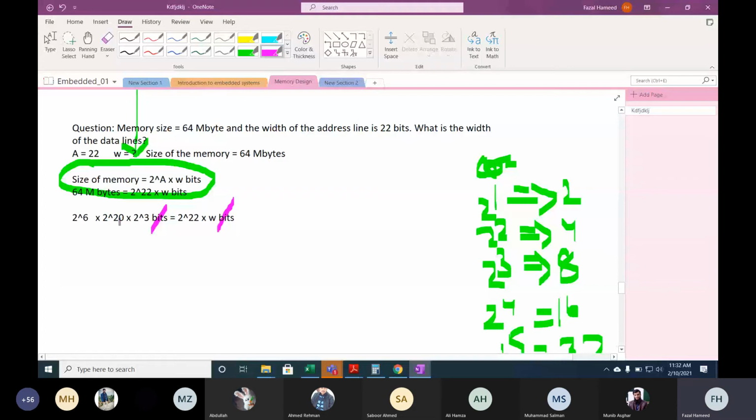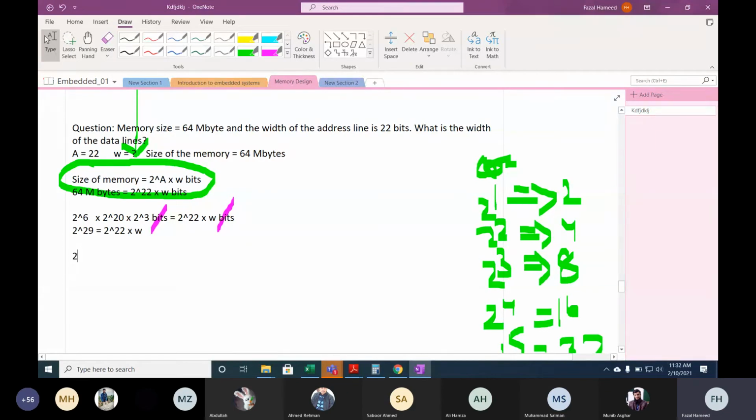So actually, it will be equal to 2 raised to the power 29. On the left hand side, we have now 2 raised to the power 29 is equal to 2 raised to the power 22 cross W. So we can also write 2 raised to the power 29 like this.